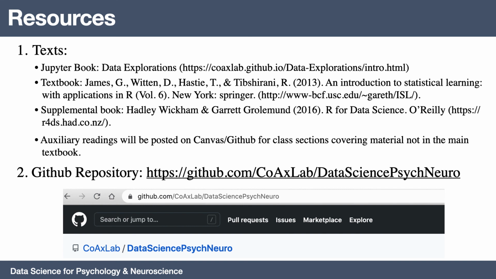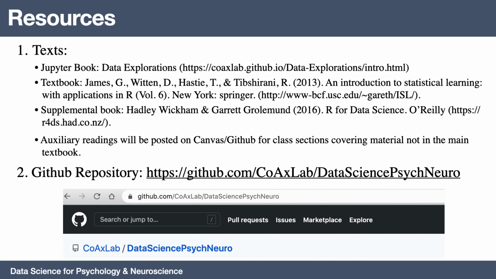There's also a supplemental book which I recommend highly and will base some of our early work off of, but it's just a good book to have around, which is Wickham's book R for Data Science. So you're not required to get it, but it would be immensely helpful for completing the class. There are also auxiliary readings that are posted on Canvas and the GitHub sections of the class. These are individual papers. Sometimes they're reviews, sometimes they're analytic papers. And actually a bulk of the reading for the first half of the class will be through these auxiliary readings.